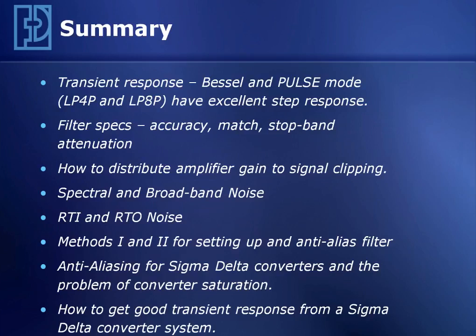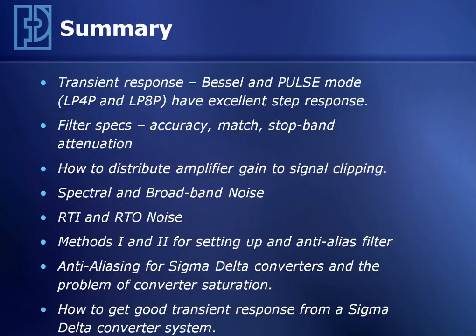We talked about filter specs, amplitude accuracy, amplitude and phase match, talked about stop band attenuation, and the ability of the filter to maintain that stop band attenuation over frequency. We also looked at different filter specification sheets and the graphs and how to interpret the graphs on those spec sheets, specifically PFI's spec sheets. Then we discussed the distributed gain amplifier and how to use that to avoid signal clipping when we're measuring signals that have lots of out-of-band energy.